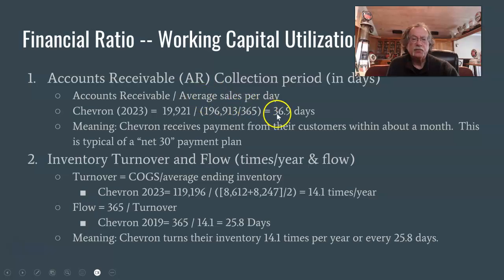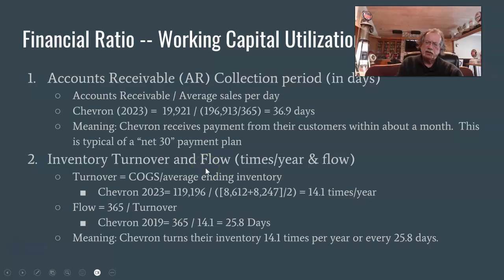So, how quickly are you collecting your receivables? Okay, receivables are bills you've sent out, and they're coming in every 36.9 days. You want this number to be as small as possible. That means you send out a bill, it gets paid quickly. If this trends to be getting bigger over time, it can be an issue or a problem. Average sales per day is going to be, this is off of the income statement.